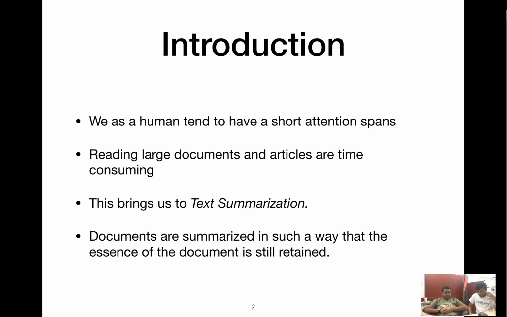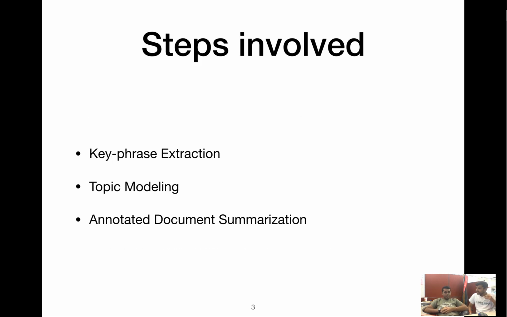So what are the steps involved, Sudhi? There are three main steps involved in text summarization. The first one is key phrase extraction. We have already seen some of the applications of key phrase extraction. It could be bag of words, could be TF-IDF, and you might have also used it for your project, and POS tagging. So these are all some of the algorithms for key phrase extraction. Second, topic modeling, which we will be looking into in the coming lectures with clustering and stuff. And last but not the least, annotated document summarization, which we will be concentrating on in today's lecture.